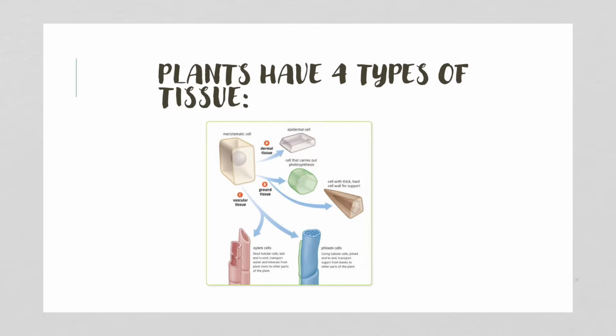They have dermal tissue, so that's like our skin, so the epidermal cells. Ground tissue, that makes up the bulk of the inside of the plant. There's meristematic tissue, so that is what grows, and then the vascular tissue, and there's 2 different kinds. There's the xylem and the phloem. So xylem cells carry water through the plant, and phloem carries sugar solutions through the plant.